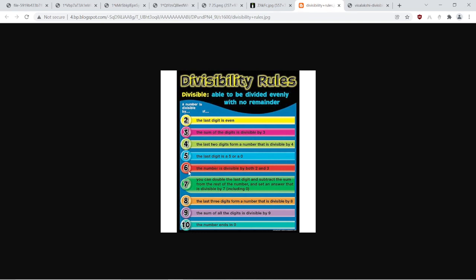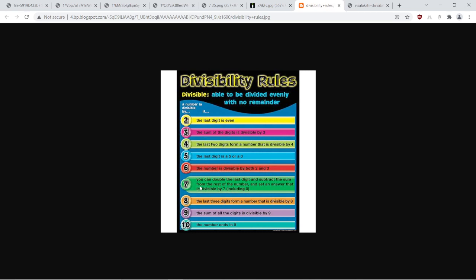Alright, and then 6. 6 is pretty easy. Just check if it's divisible by 2, which means if it's even, and if it's divisible by 3, which is by adding up the digits and seeing if it's divisible by 3. So basically the tip for 6 is to remember the tips for 2 and 3. This happens a lot in mathematics. The early things you learn are the building blocks and the fundamentals that will help you learn the later concepts.